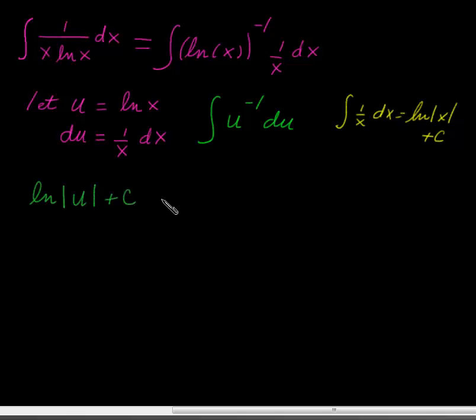plus a constant. And now all we have to do is back substitution, because remember, what was our substitution? u is equal to natural log of x. And so now this becomes, doing back substitution, natural log, absolute value, natural log, absolute value x, plus a constant. So this is a log of a log, and I don't think this semester we've seen that, but there's no reason in the world why we can't take the logarithm of a logarithm. So this is a perfectly good example.